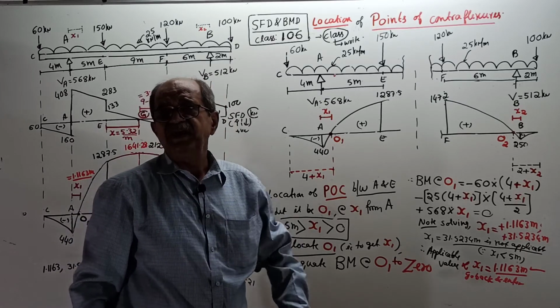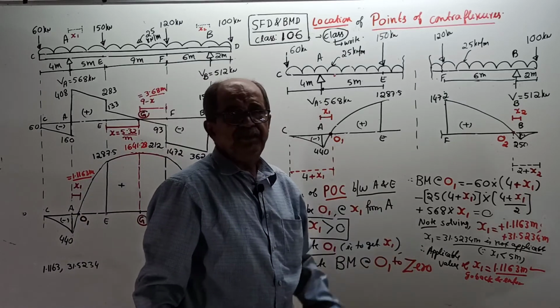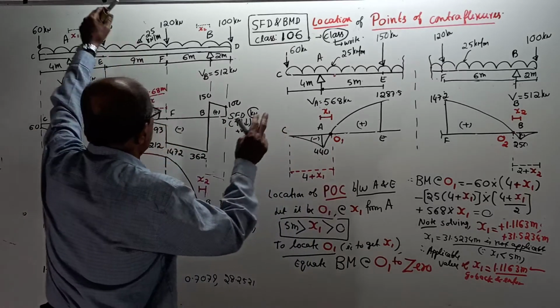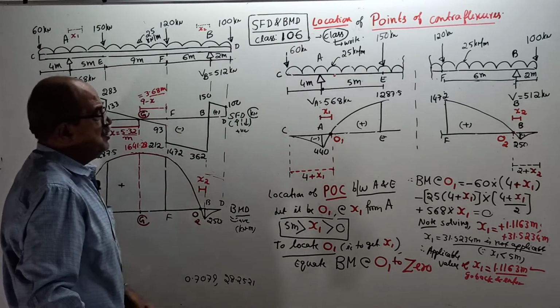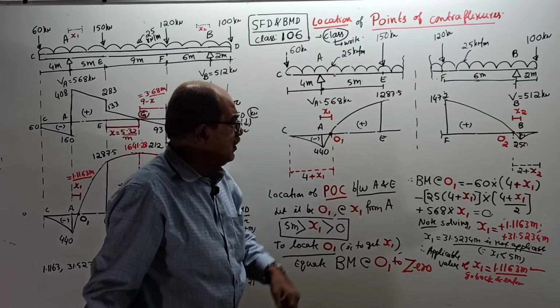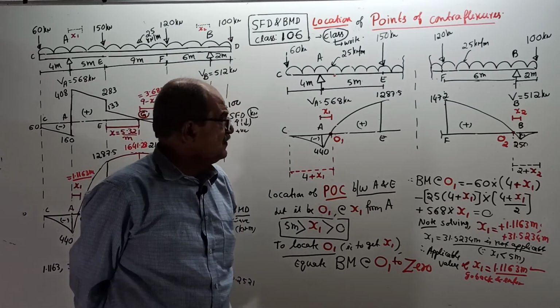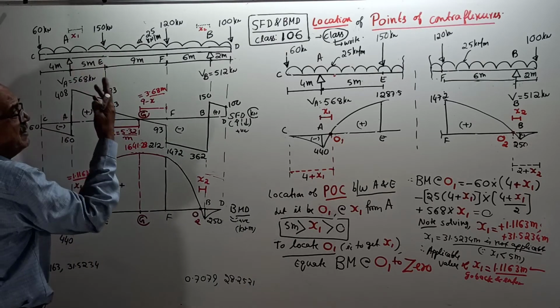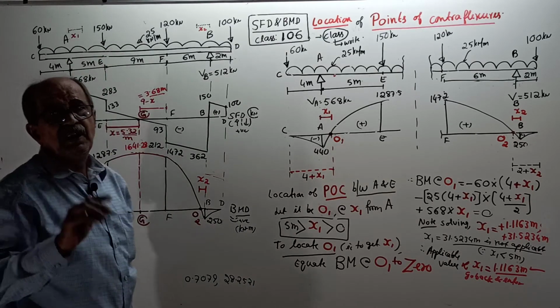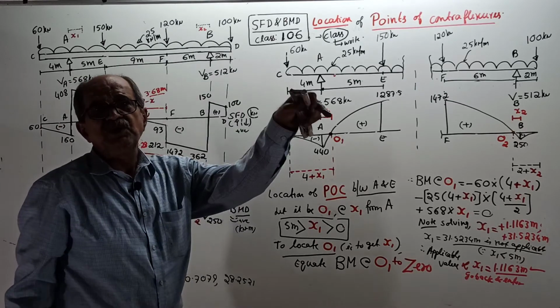Usually I ask it in the class. One of them is FC. Our decision is what? x1 is more than 0 but less than 5 meter. So how much did you get? 1.1163 meter. The other you got 31.52. From after A up to E, 31 is not possible. So not applicable.